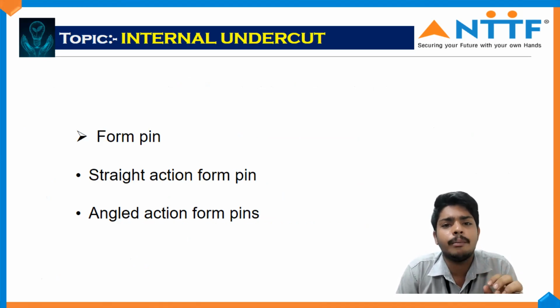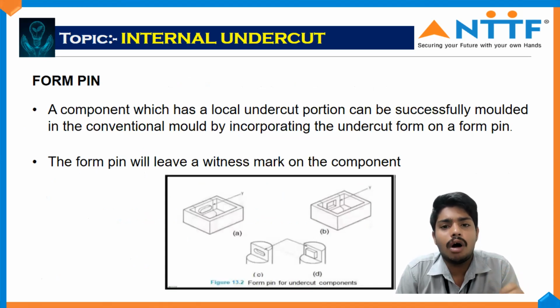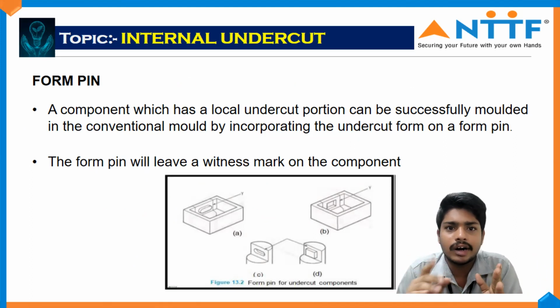Now we will see about a form pin. A component which has a local undercut portion can be successfully molded in a conventional mold by incorporating the undercut portion in a form pin. These form pins leave a small witness mark on the component on internal undercut components, whether it is on the core.